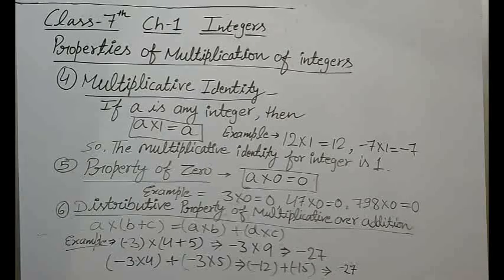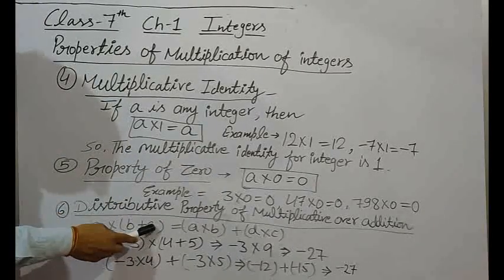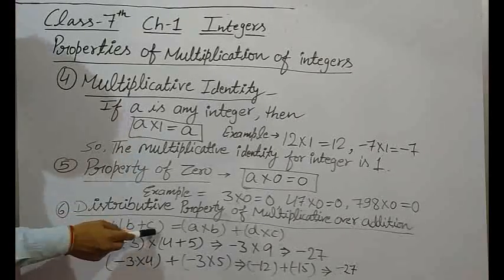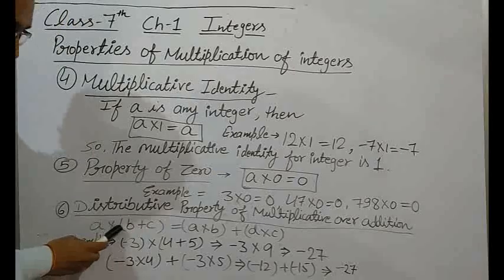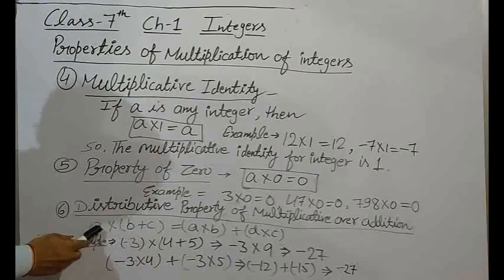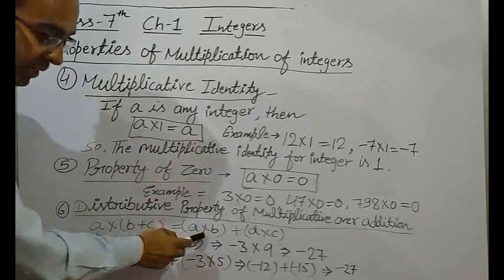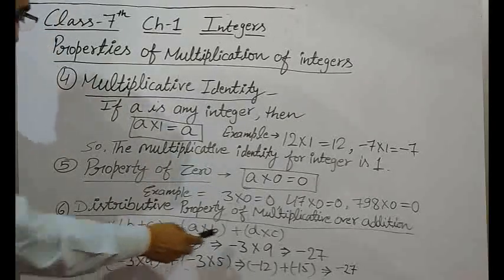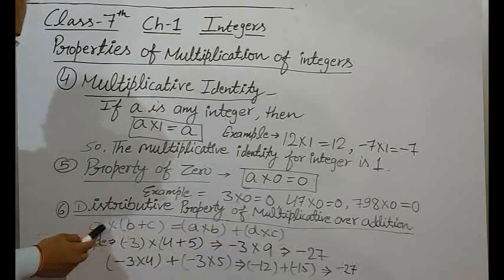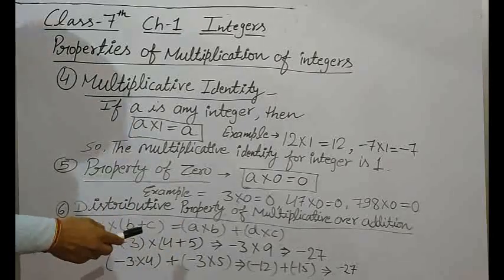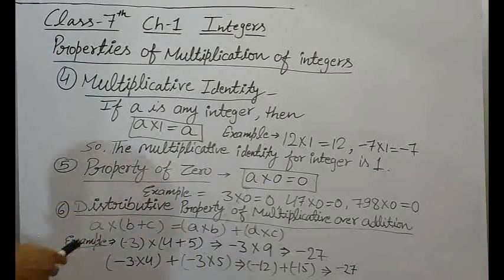Next is the distributive property of multiplication over addition. It means a multiplied by (b plus c) means we multiply a by both b and c. First a multiplied by b. We open the bracket: a multiplied by b. We first multiply a into b, then there is a positive sign, so we put plus. Then a multiplied by c. So both are the same.